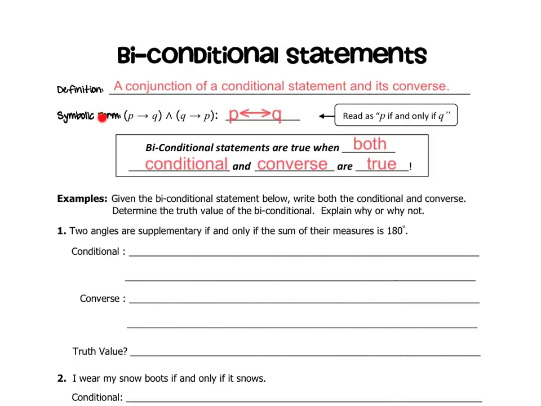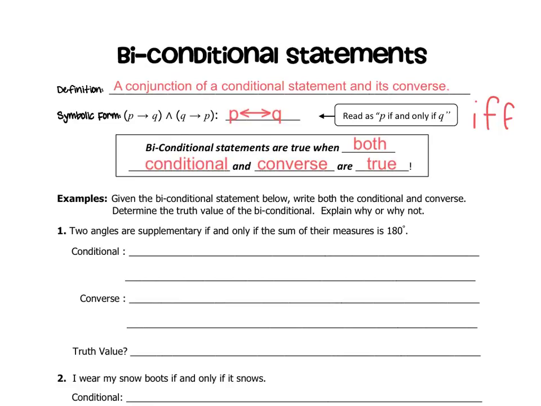Symbolically, this would be the conditional statement: P implies Q, and we're going to AND it with the converse of it, which says Q implies P. What we end up with is that P implies Q and Q implies P, so we just put the double arrow there. It's also read as P if and only if Q. One other thing to note is that instead of writing if and only if, sometimes we will write it as IFF.